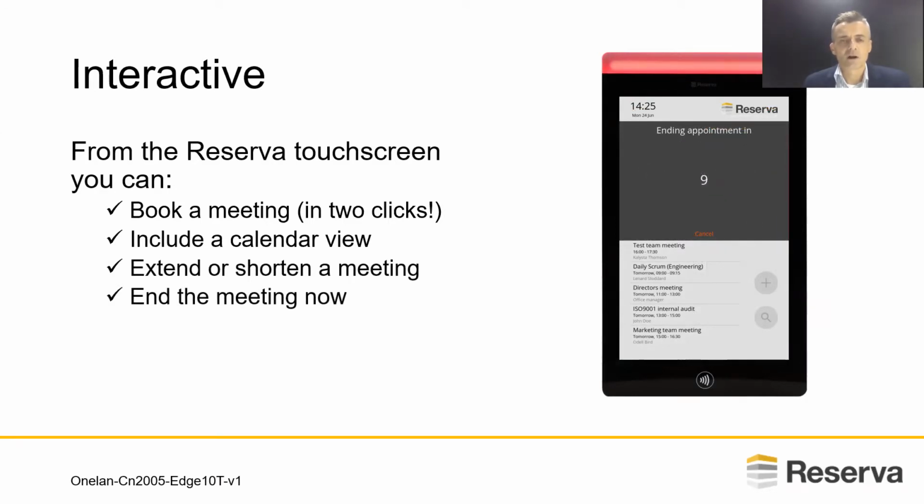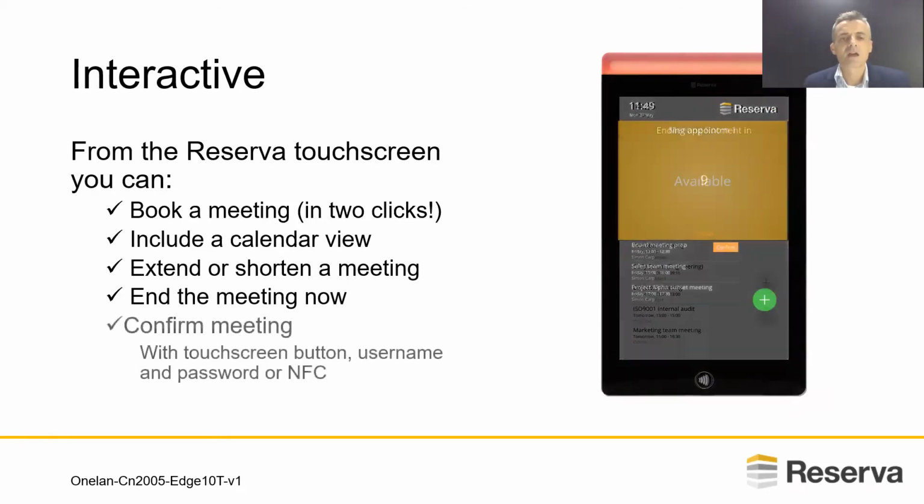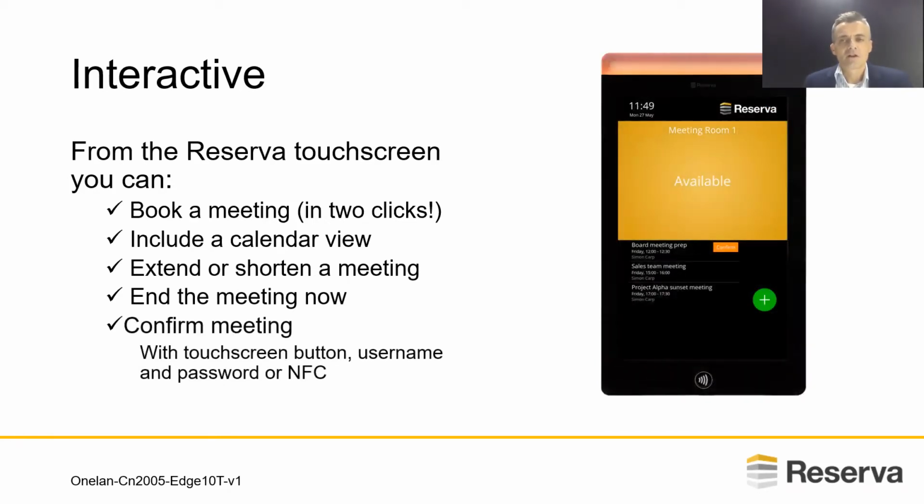By doing so, I will release this meeting room and it will be made available for other people in the organization if they look for a meeting room now. In the same way, the system can require that any meeting needs to be confirmed. This means that when I make a booking for now, for this meeting room, I need to go to the touchscreen and press the button confirm.